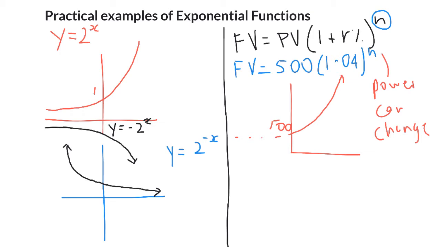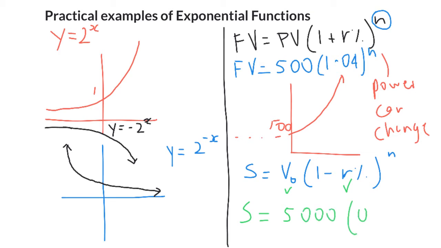The same is true if we looked at the depreciation formula or the salvage value formula. Our salvage value is S equals V naught, which is our starting value, (1 minus r) to the power of n. And again, if I said to you, well, I'm going to tell you my item started off at $5,000, it's going to lose 10% per annum. I knew those two things. I'd end up with something like S equals 5,000 times 0.9, being 90% remaining, or if I lose 10% per year, to the power of n.